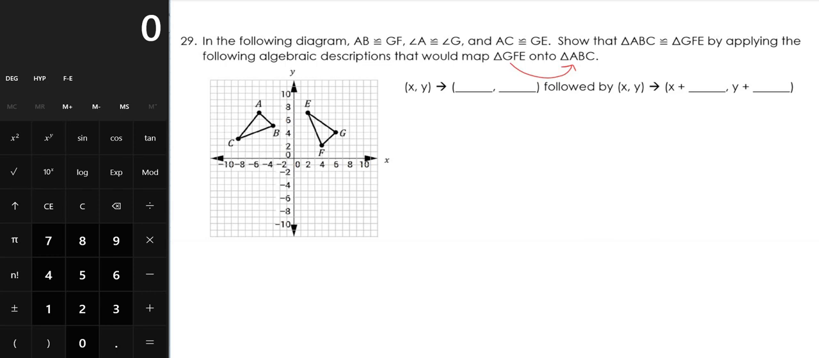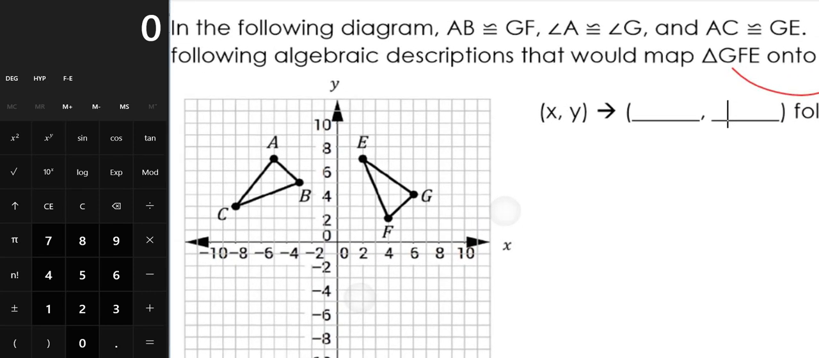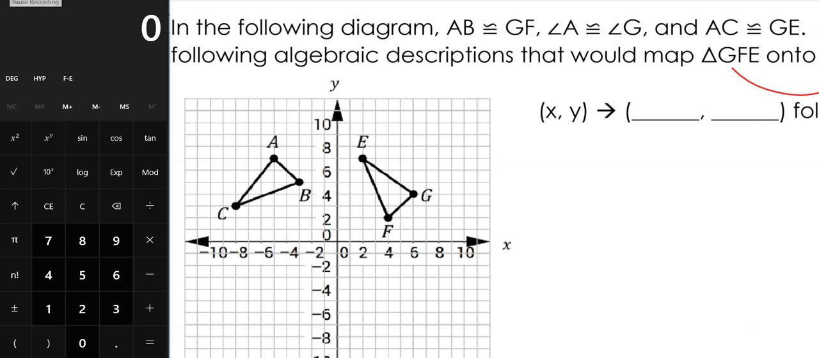Now, let's go over what they said in that first sentence. I'm going to zoom in, and I'm going to put all that information into my diagram. It says AB is congruent to GF. Okay, I'm going to put a tick mark.